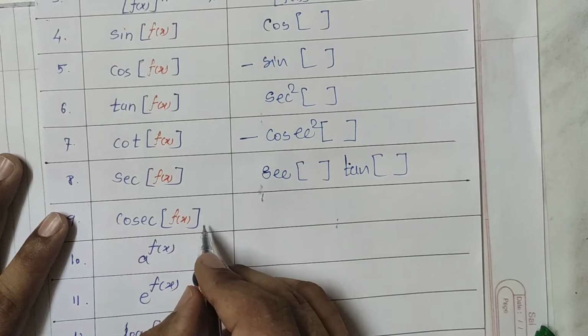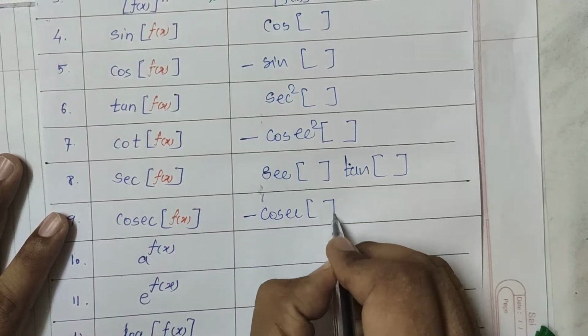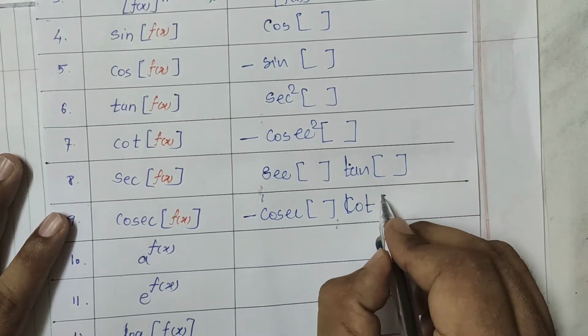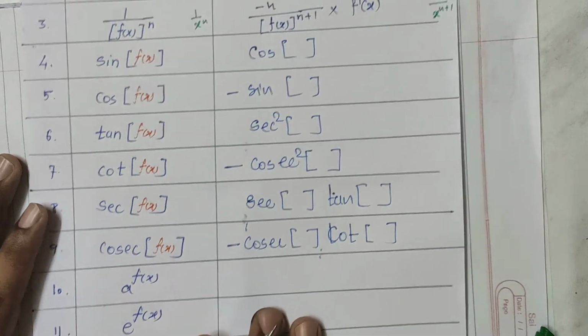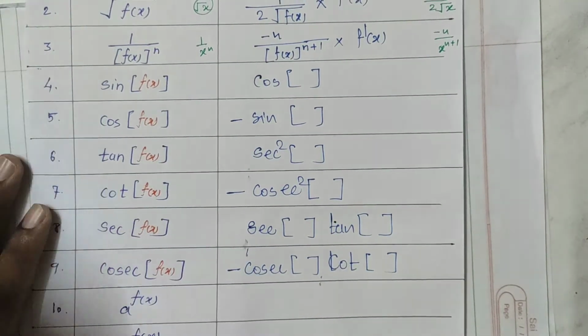Then what is cosec x? The cosec x derivative is minus cosec x into cot of the function. But in the bracket, what will happen? In the bracket, it stays just the same as it is. Here is f of x.